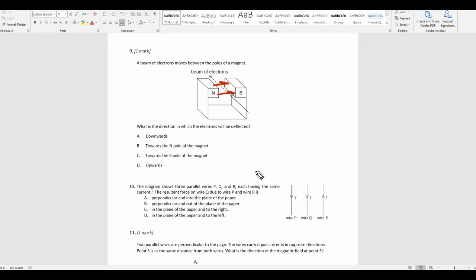If you put your left hand out, keep your pointer finger straight. The electrons are going into the page. Your middle finger should be pointing to the right from north to south pole. Then your thumb should be going straight up. Okay, so the answer there is D.